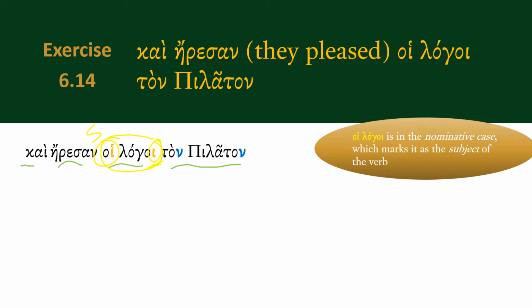Ton pilaton, as we can see by both the case ending and the article, is in the accusative case, marking it as the direct object of the verb.